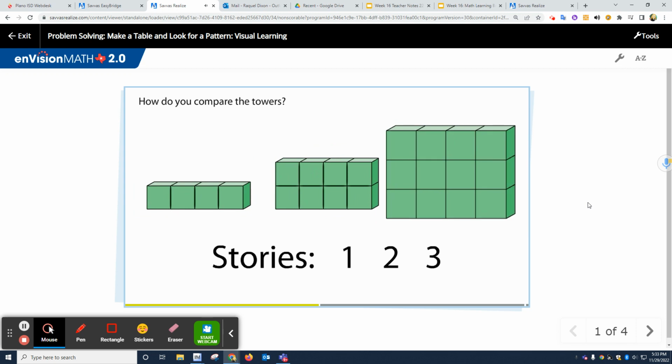So in your mind, you could ask yourself, how do you compare the towers? In my mind, I'm thinking that each story is going up by one. So the pattern looks like there's one story, then two stories, then three stories.